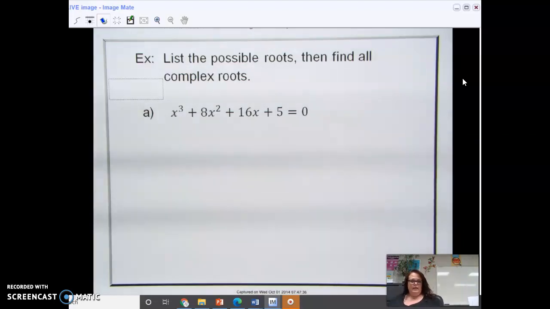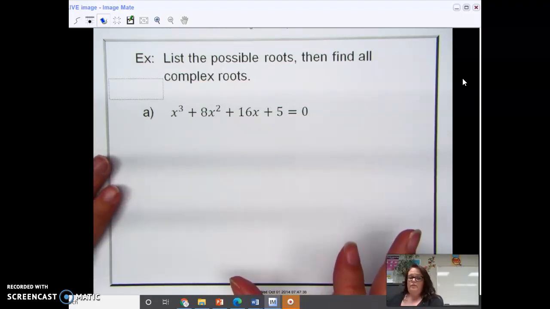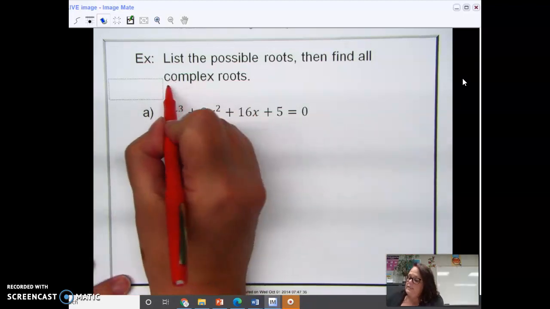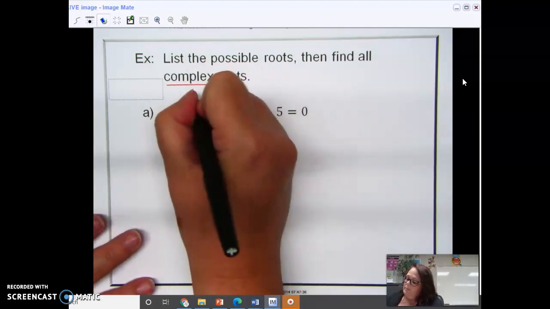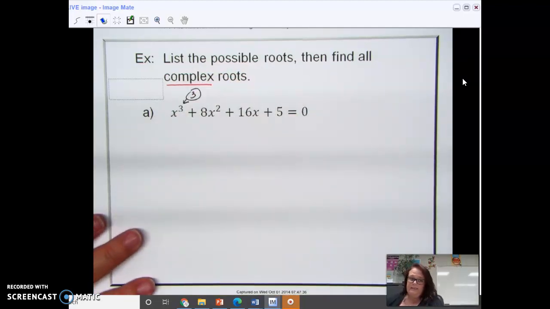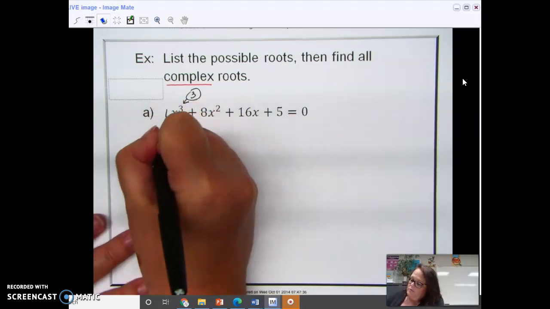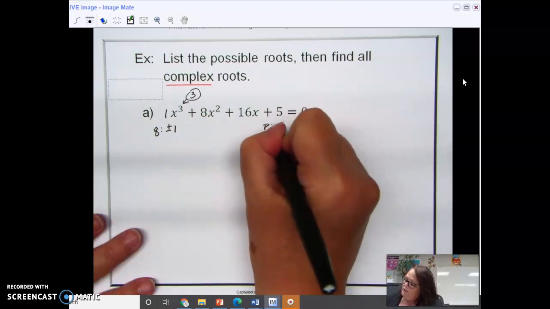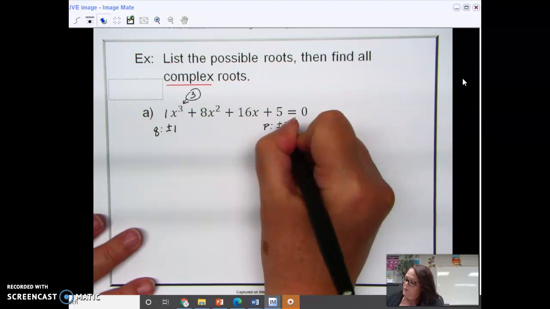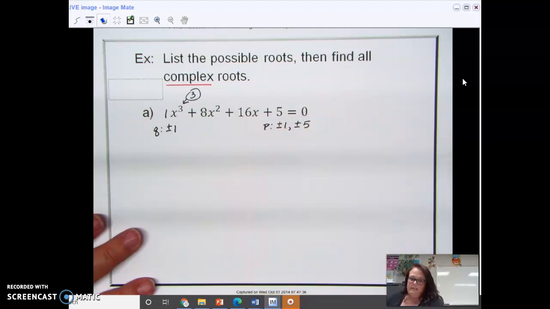So let's try this one. Okay, so we're going to list all possible roots and then we're going to find all complex roots. So hopefully you see this word is different than rational roots, and you'll see why in just a moment. All right, and so looking at this one, I noticed that I have 3 complex roots that I'm going to need to find. And then my Q value is 1, so my Q's are going to be plus or minus 1, and that's it. And then my P values, I've got 5. 5 is prime, so I just have plus or minus 1 and plus or minus 5.